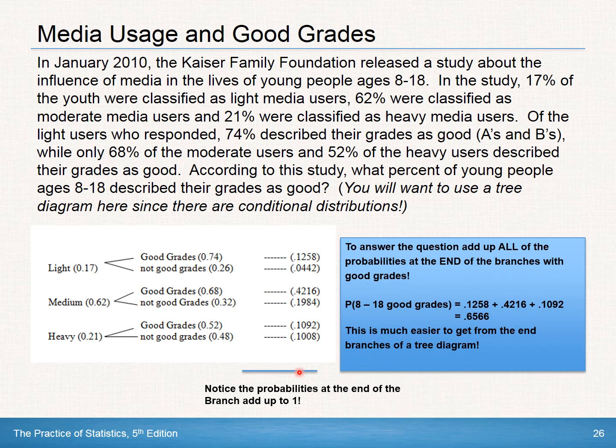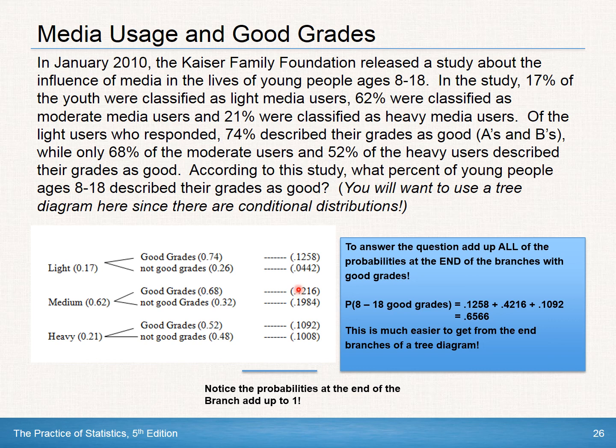All right, so now how are we going to answer that question? We have all of our possible probabilities. Now we want to find what percent of young people ages 8 to 18 describe their grades as good. So where on here are they describing their grades as good? I have 3 different columns where I have good grades: light and good grades, medium and good grades, and heavy and good grades. So I want to add up those 3 probabilities from the end of the branches. All right, so this is an and question. I'm just adding up the 3 probabilities.